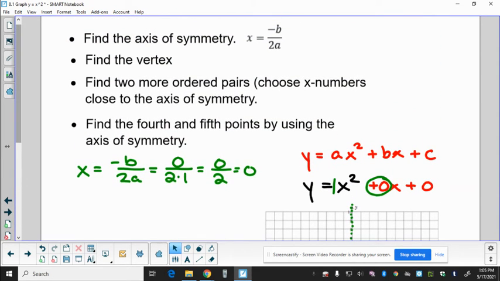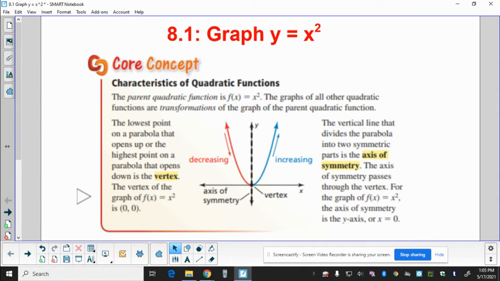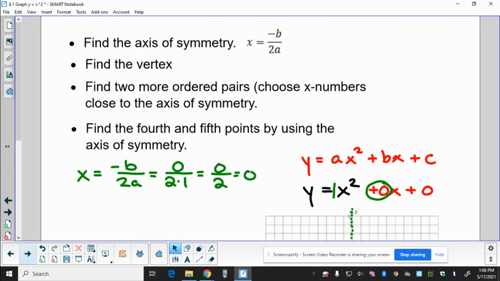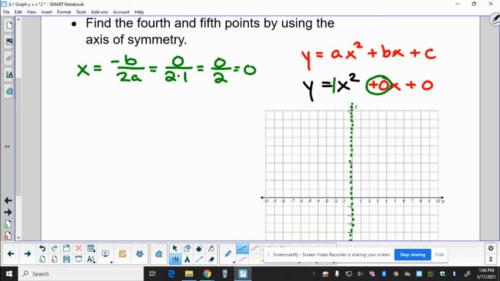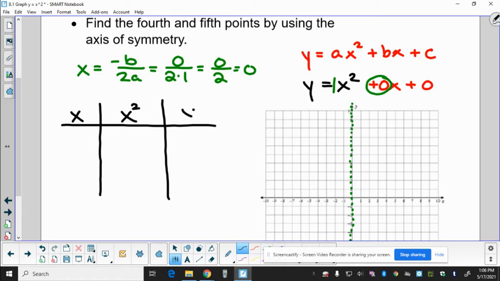Find the vertex. Now the vertex, if we look back at this picture, notice right here, it is on the line of symmetry. So what we do is we actually start creating a table of values. So we're going to put in some x numbers. We're going to use our function, which is x squared, to calculate the values. And then we'll return some domain values. Let's go ahead and give it a try.